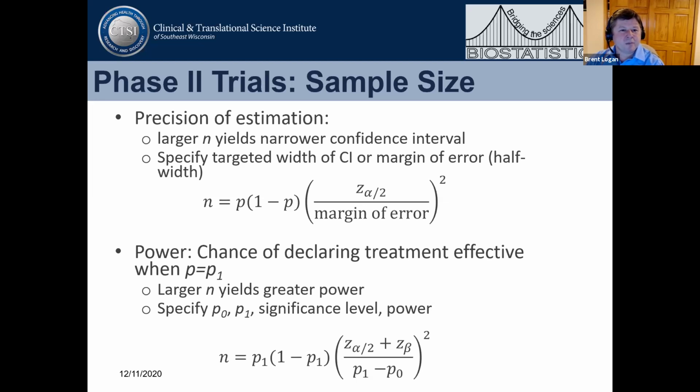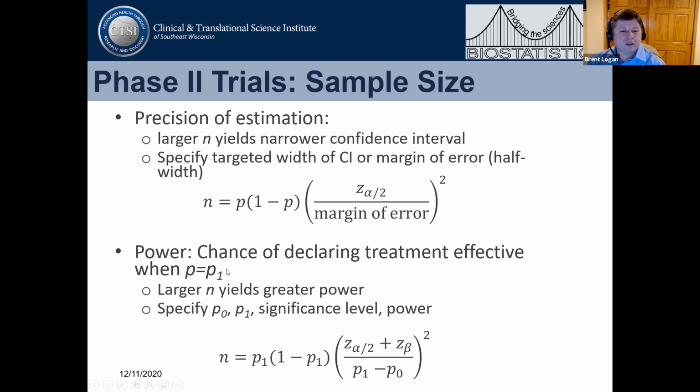But briefly, in terms of precision of estimation, the bottom line is that larger sample sizes give you narrower confidence intervals. So one way that you can calibrate the sample size is to figure out how wide or narrow we want our confidence interval to be, and then we can calibrate the sample size accordingly. So here you can see that sample size depends on the margin of error or the half width of the confidence interval. That's the plus or minus part.